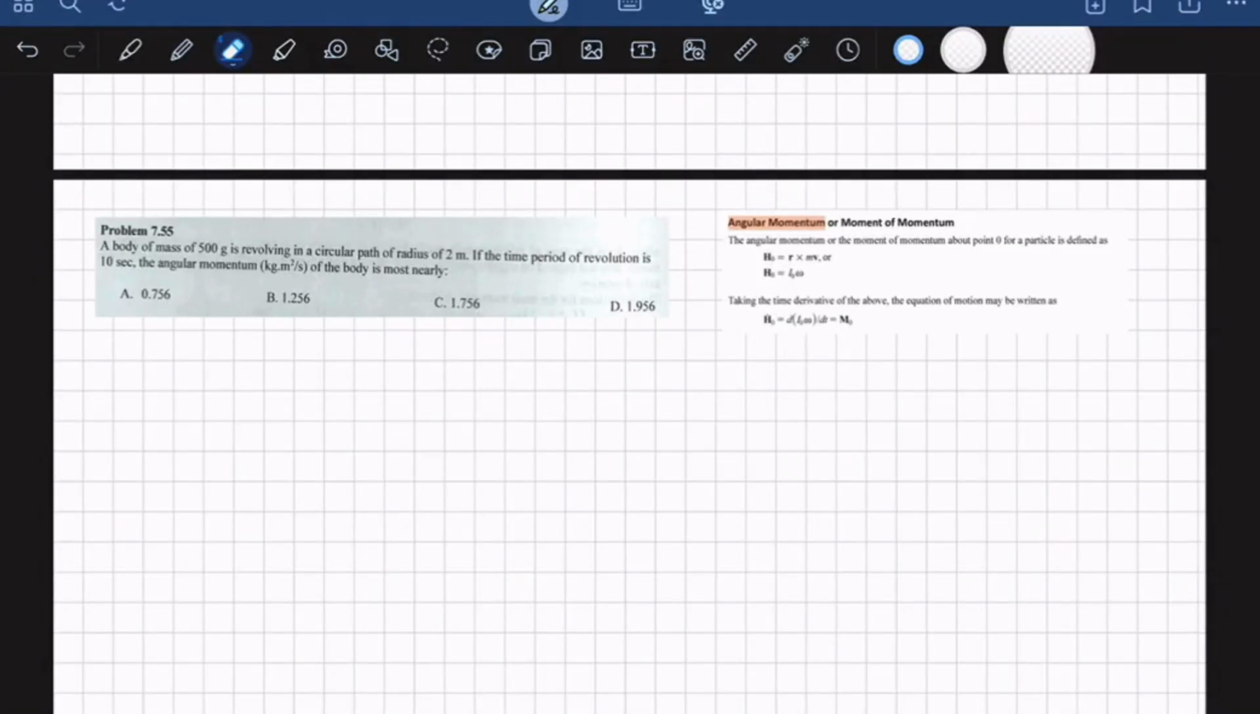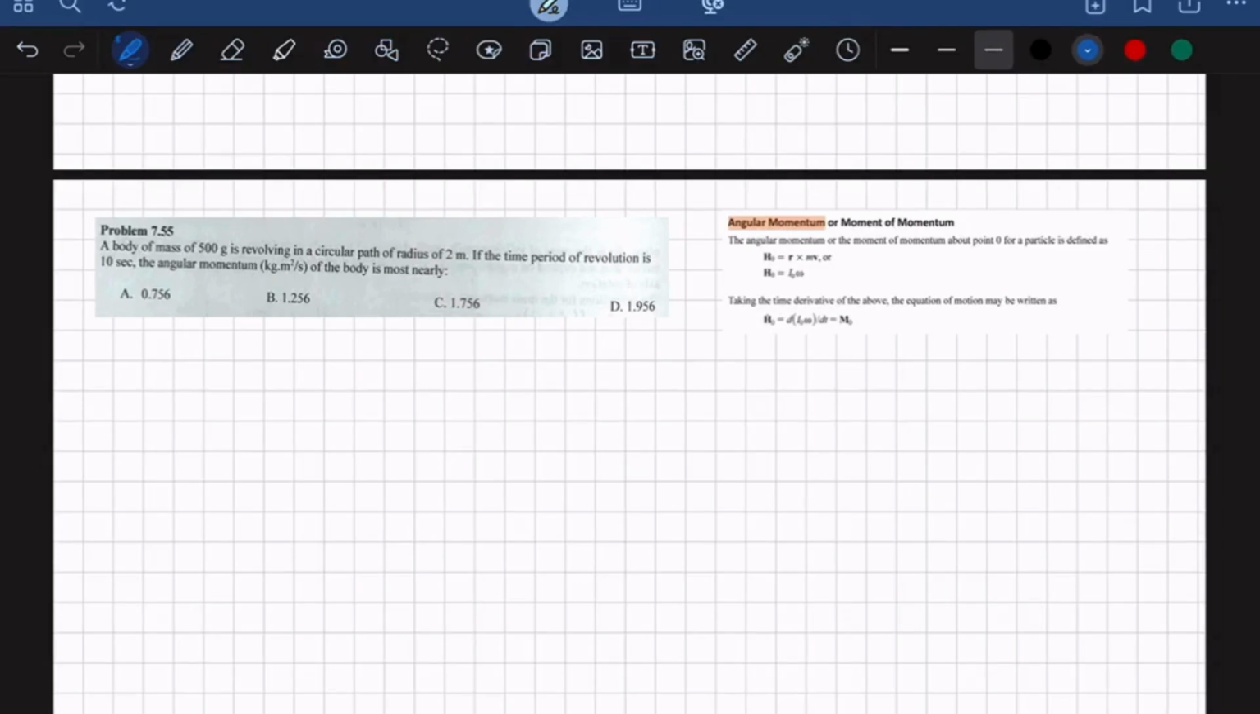Welcome back. We're solving another problem, 7.55. So the problem is asking for the angular momentum, and they've given you a couple different things. They've given you the mass of the body, the radius, as well as the time period. First thing, usually what you want to do is whatever you're being asked for, see if you can easily search for it. And in this case, we can.